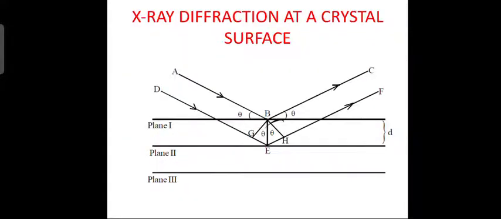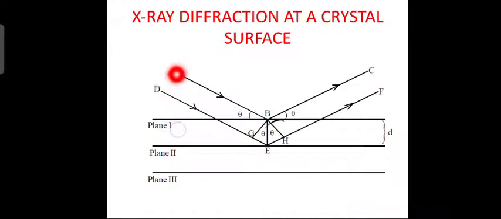Alright, next slide. Now, the X-ray diffraction at a crystal surface. So, we are going to study how the X-ray diffraction takes place on the crystal surface. You have to consider three planes, plane 1, plane 2 and plane 3. What about the nature of the planes? They are parallel to each other. You can see here clearly these plane 1, plane 2 and plane 3 are parallel.